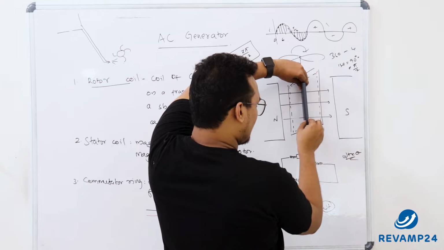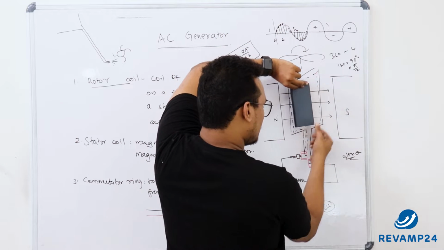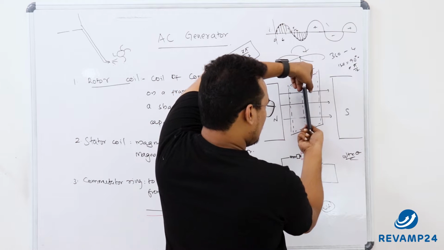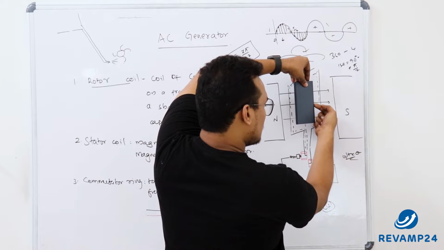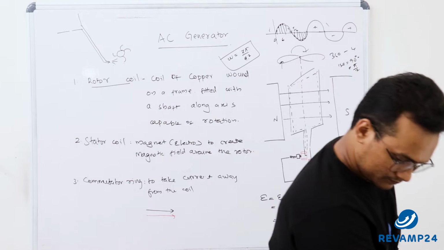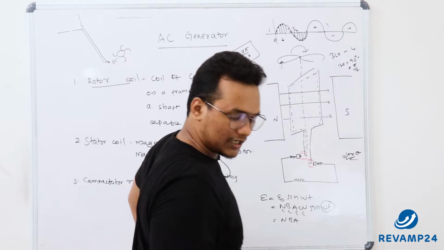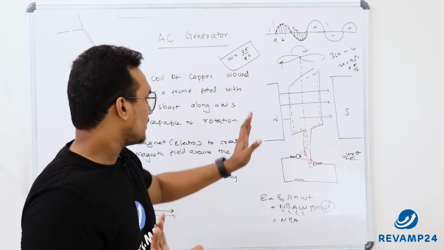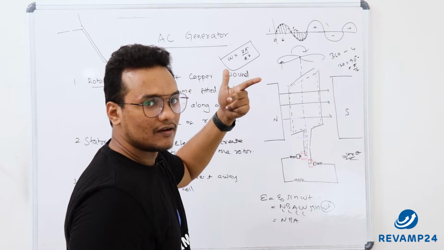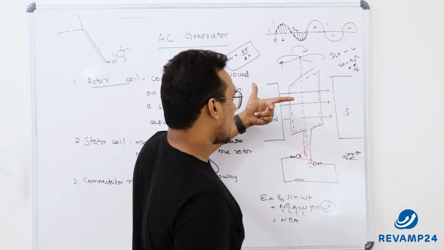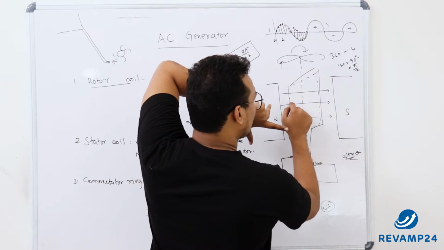This portion of the conductor is moving inward and this portion is moving outward. Now, what will be the direction of current while rotating in this way? We will use Fleming's left hand rule. This is the magnetic field, right? Now it is being rotated in this direction.